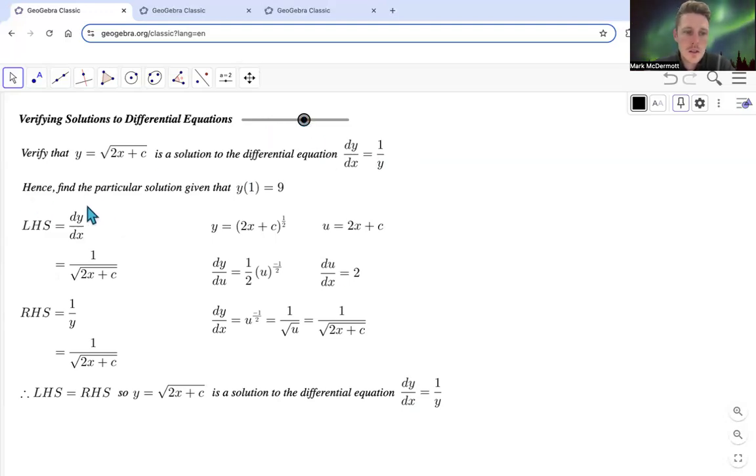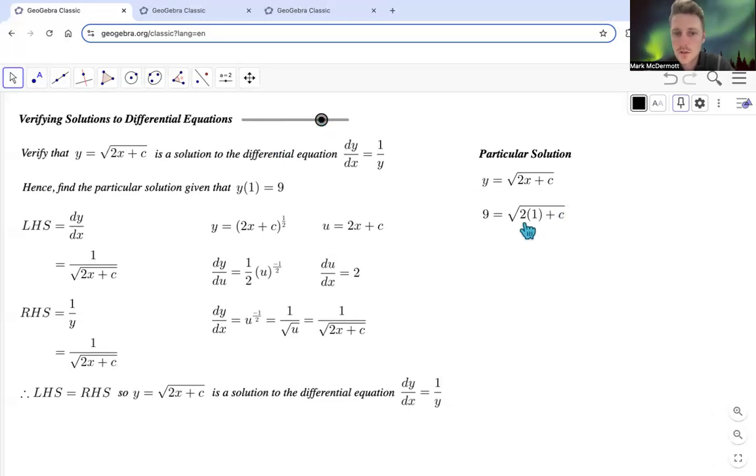Okay, now we need to use this next piece of information to find a particular solution. So given that when x is 1, y is 9, find basically the value of c. So let's do that. We know that y equals the square root of 2x plus c. We know that when x is 1, y is 9. So sub that in and find c. We're going to square both sides. 9 squared is 81. And so 81 equals 2 plus c. So c equals 79. And therefore y equals the square root of 2x plus 79 is our particular solution given this information.